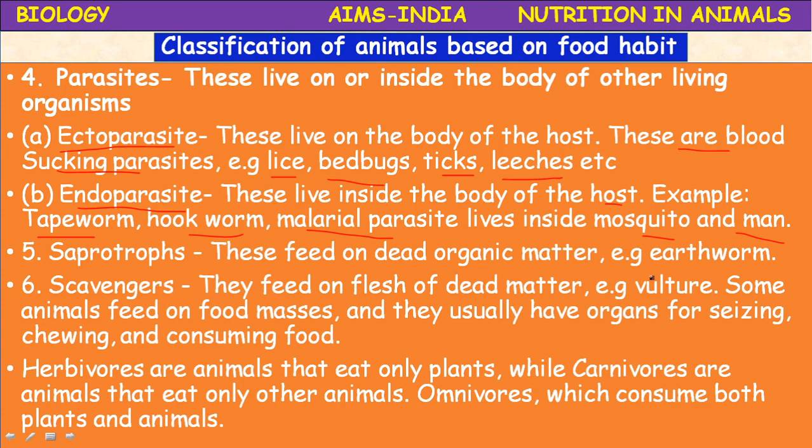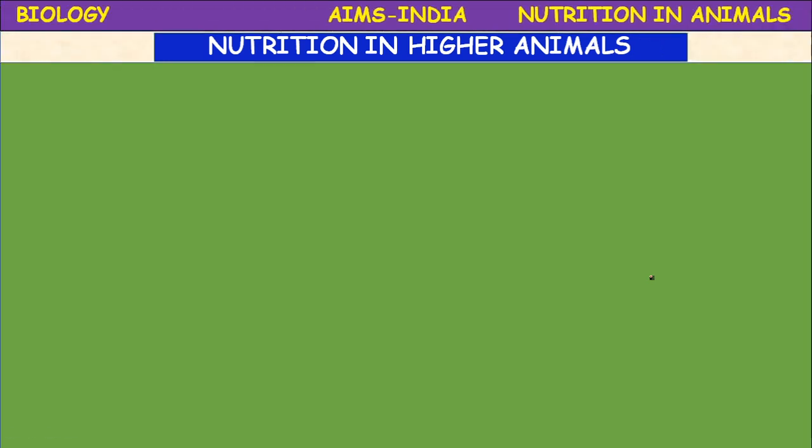Saprotrophs, fungi. So herbivores are the animals that eat only plants. Carnivores are those animals which eat only other animals, and omnivores consume both plants and animals. So the animals are categorized into different types based on their food habit or eating habits.